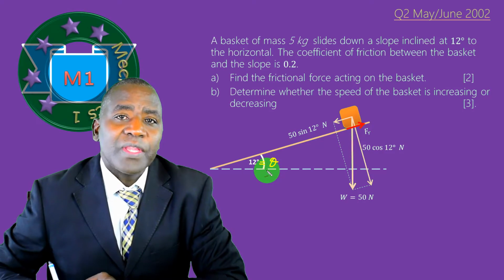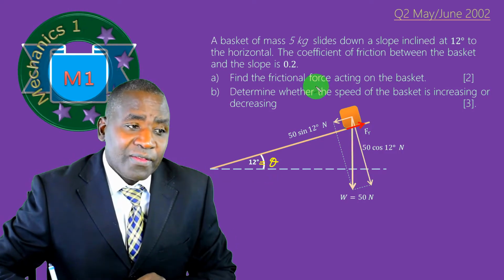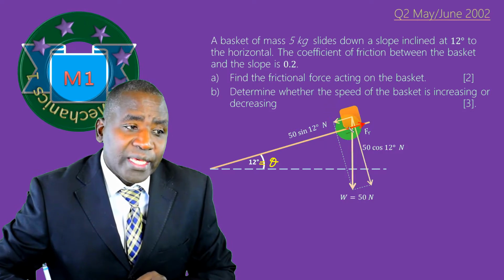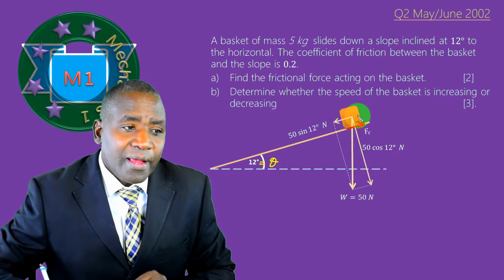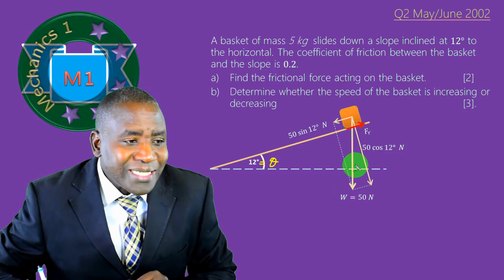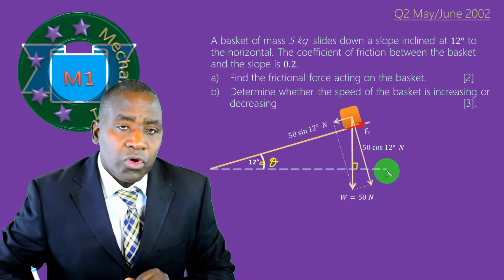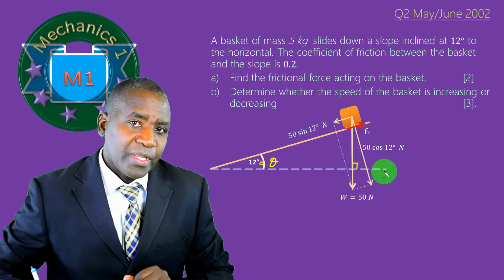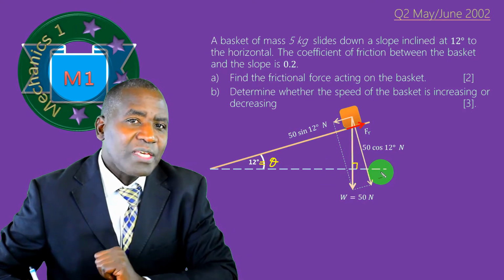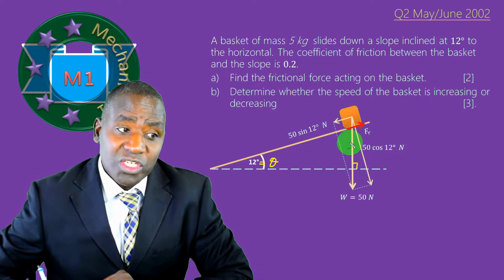Just call it theta. Allow it to remain as theta like that. And then the other thing is for you to indicate the position of the object, then show its weight. The weight of the object always acts vertically downward, so it will make 90 degrees with any horizontal line that is drawn.